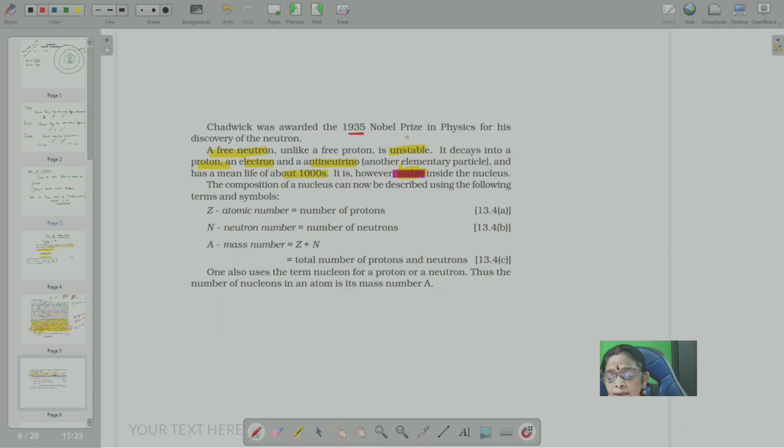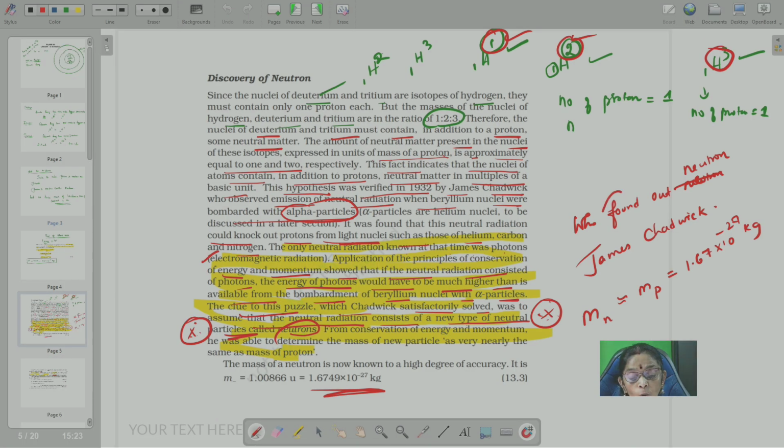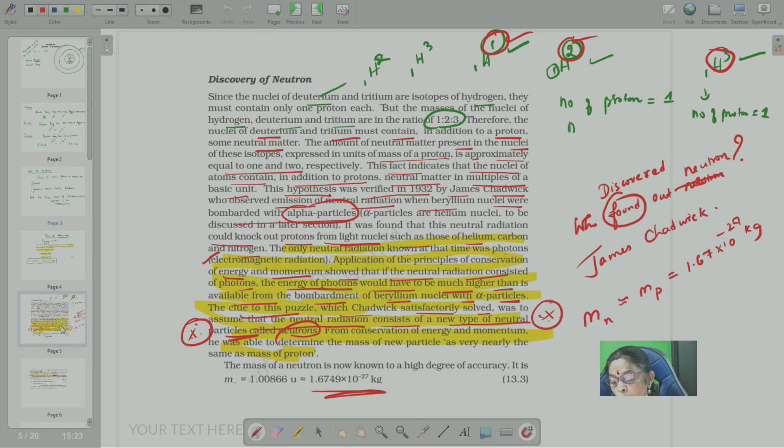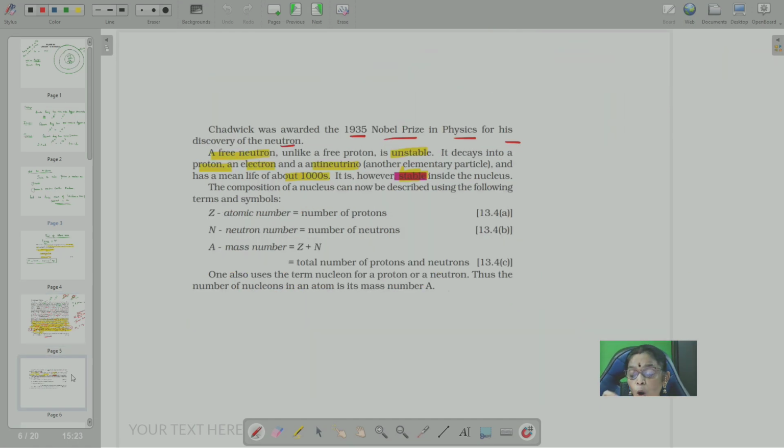Chadwick was awarded the 1935 Nobel Prize in Physics for his discovery of the neutron. Who discovered neutron, I should say. Who found out is not the correct word. Who discovered? Discovery. So who discovered neutron? James Chadwick. Okay, right. Chadwick was awarded the 1935 Nobel Prize in Physics for his discovery of neutron. Now come to the point.